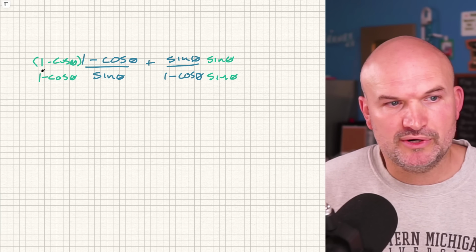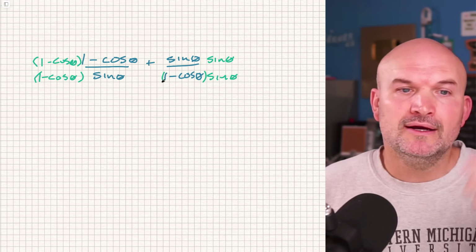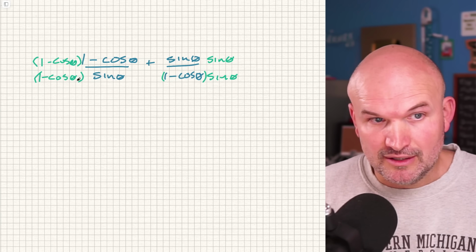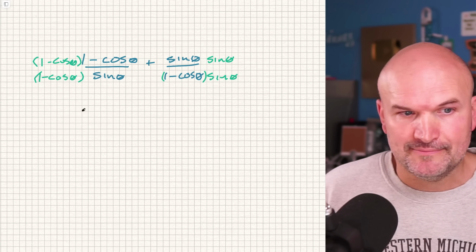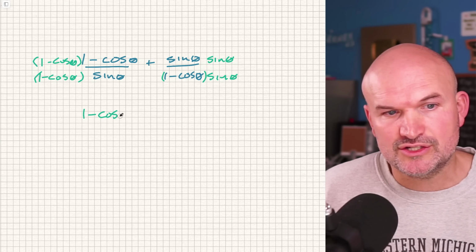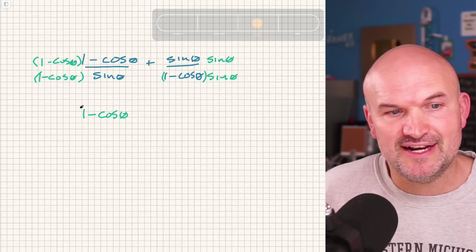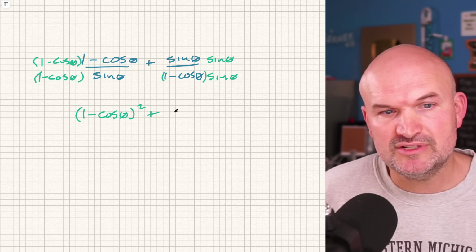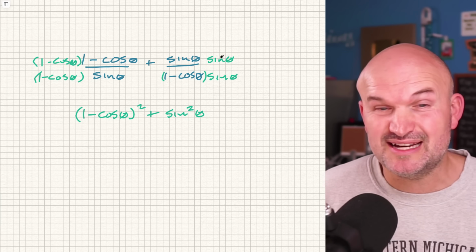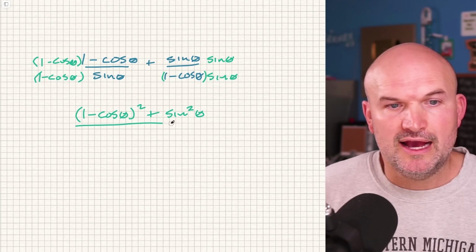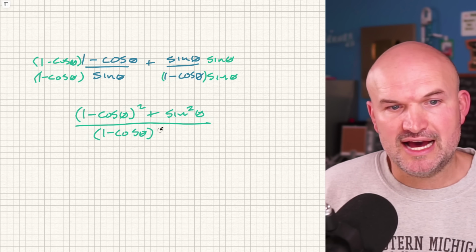Now again, make sure we're putting parentheses on these just to make sure we apply our distributive property. Now you can see I have a common denominator, right? And then up top here, I have 1 minus cosine of theta times a 1 minus cosine of theta. So let's simplify that to 1 minus cosine of theta quantity squared. And this is going to be plus a sine squared of theta, right? Sine of theta times sine of theta is a sine squared of theta. And that's going to be all over this 1 minus a cosine of theta times a sine of theta.